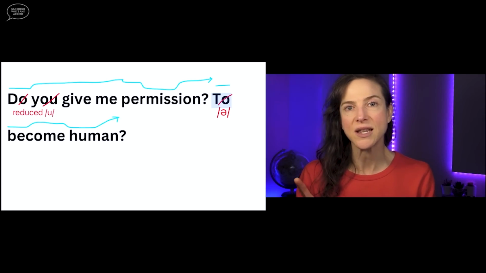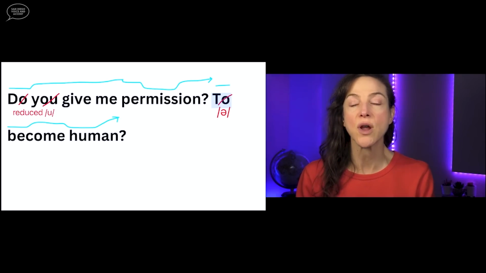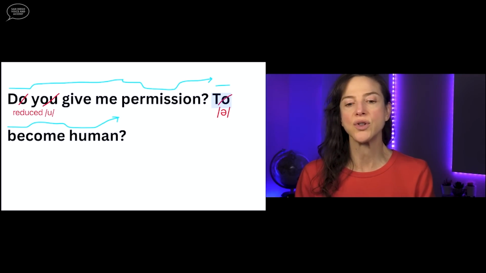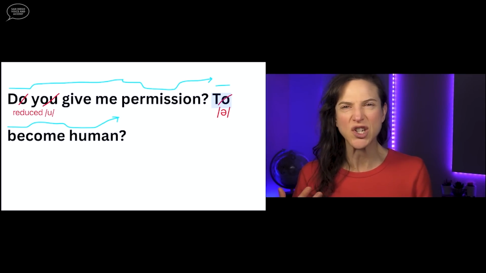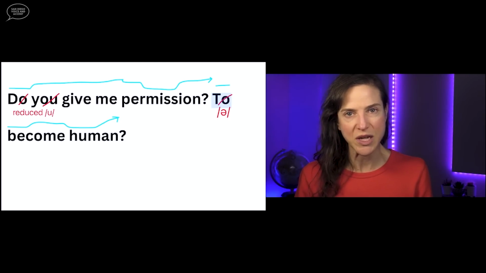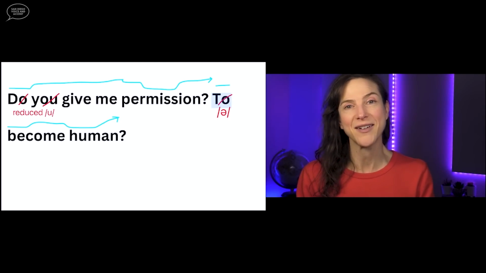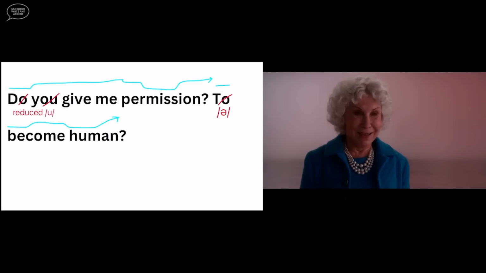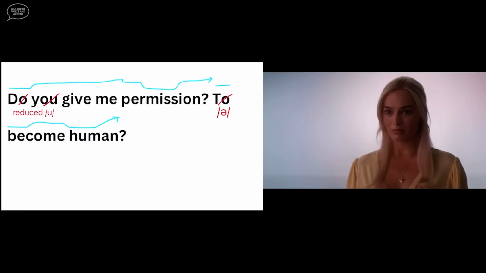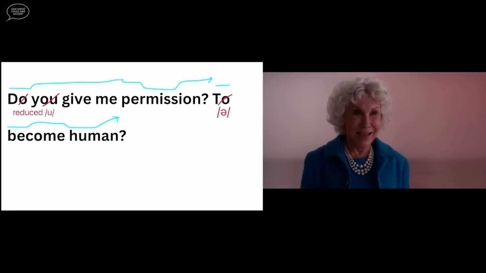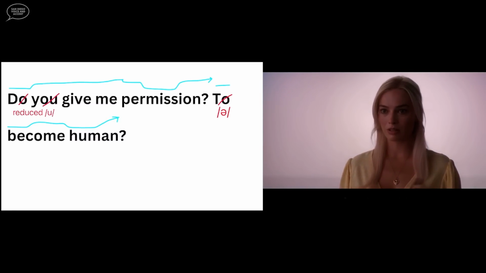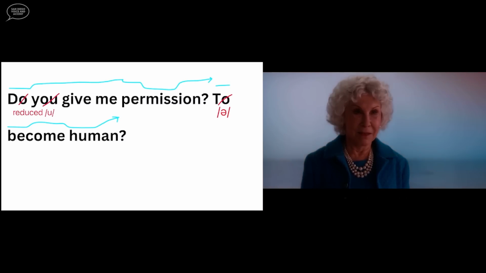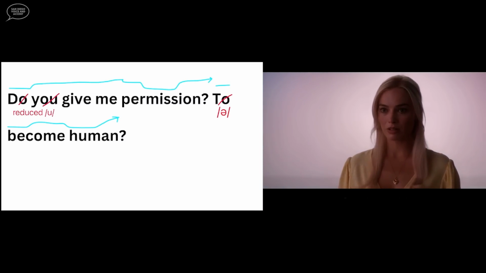But pay attention to this little reduction, because if you're not reducing it, then you're losing an opportunity to have really good rhythm in your speech and an easy way to sound more native-like. All right, so listen back to this sentence for these reductions. Do you give me permission to become human? Do you give me permission to become human?